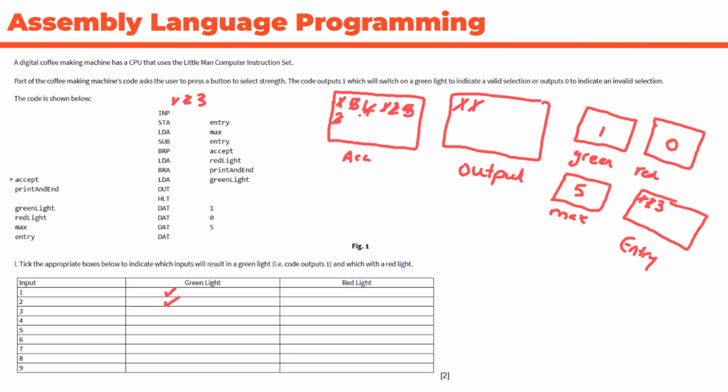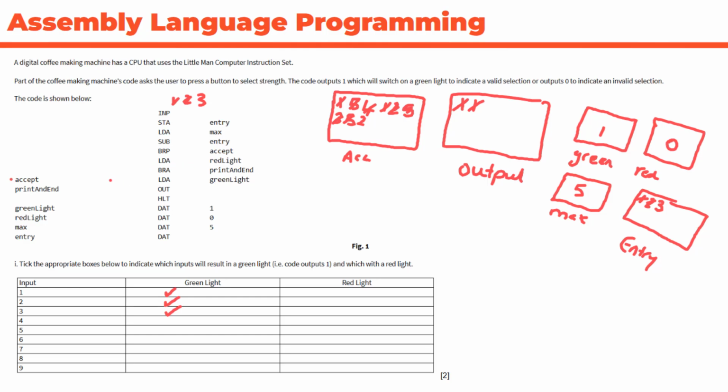Load max, there you go, 5 gets loaded. We subtract the entry, so we take 3 from that, which gives us 2 left over. Then branch if positive. Well, it is still positive, so accept. And if you're an algorithmic person looking at pattern recognition here, you can probably see where this is going, but I'll go through the process just to show you anyway.